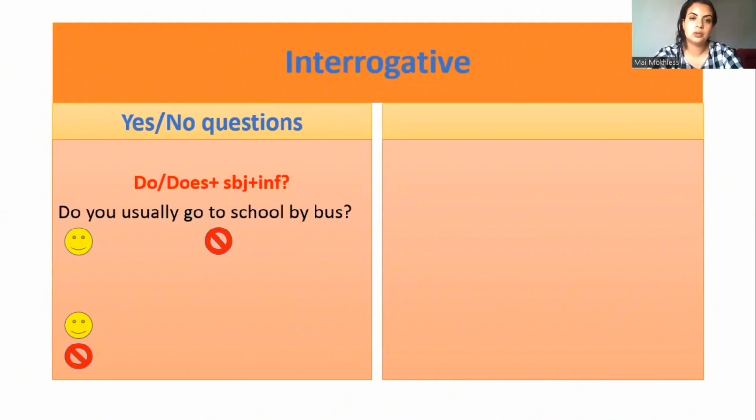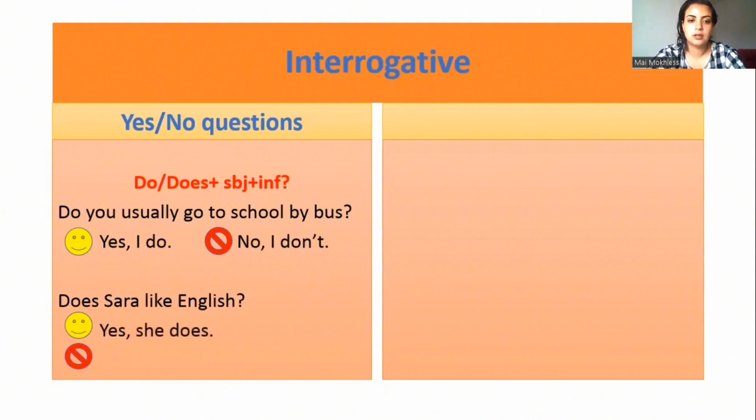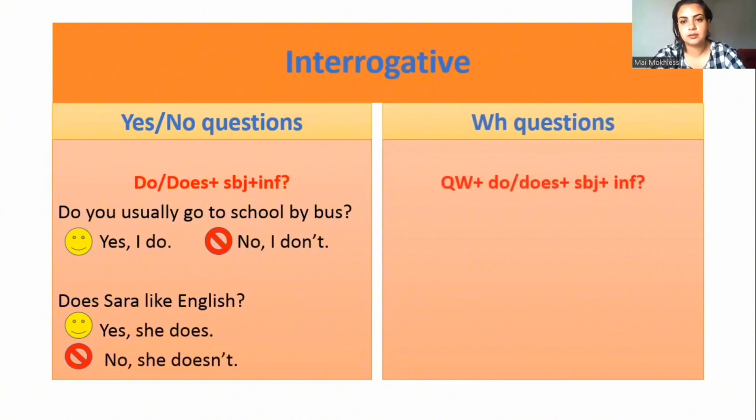Do you usually go to school by bus? Okay, how do I answer this question? If the question starts with a helping verb, we answer with a yes or no, and then we make a cross between the subject and the helping verb. Do you usually go to school by bus? Yes, I do. No, I don't. Does Sarah like English? Yes, she does. No, she doesn't.